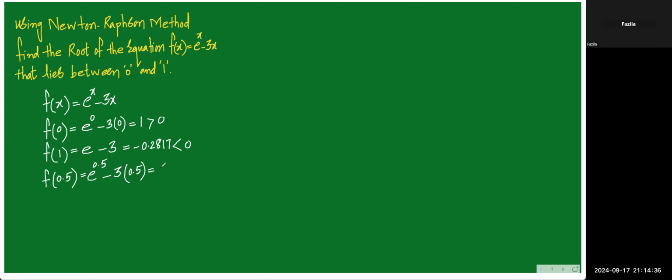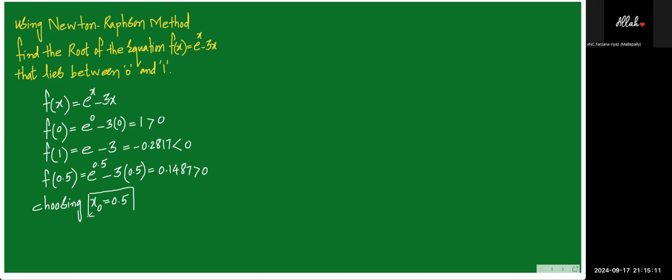0.1487. Look at that. This value will be greater than 0. So our process will start. If one value is less than 0 and another value is greater than 0, then we can say the root lies between 0.5 and 1. But we choose the nearest value. Like in the previous question also we did the same thing, we are choosing our x0 value as 0.5.